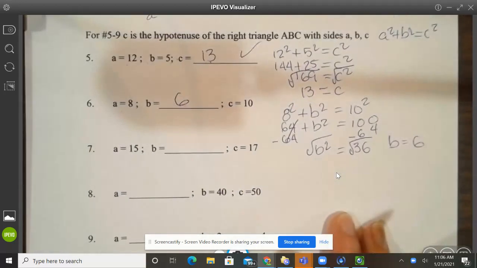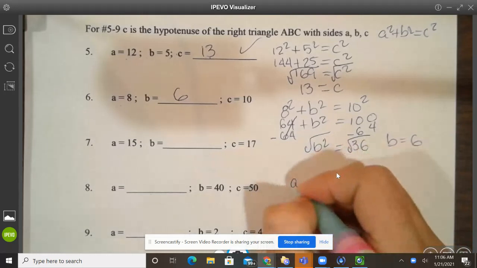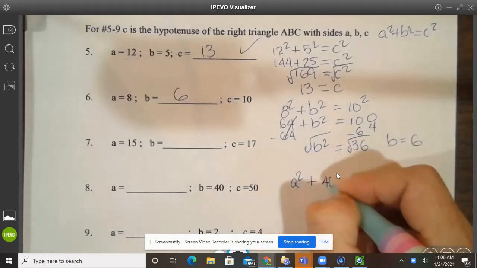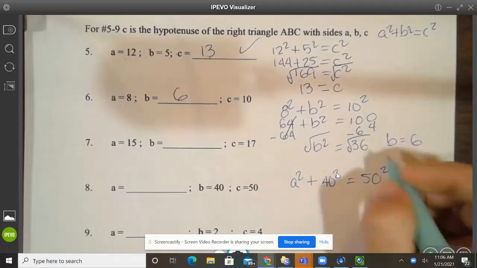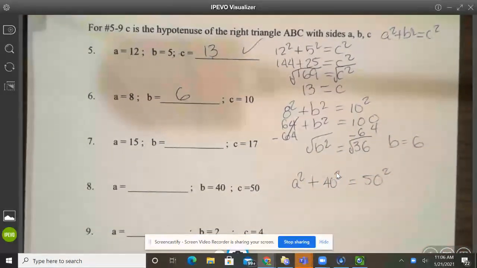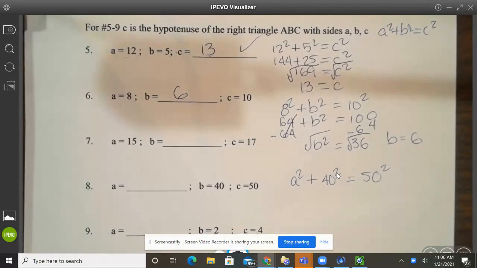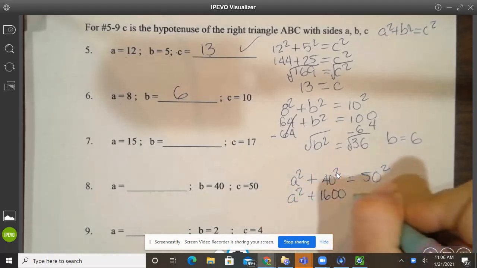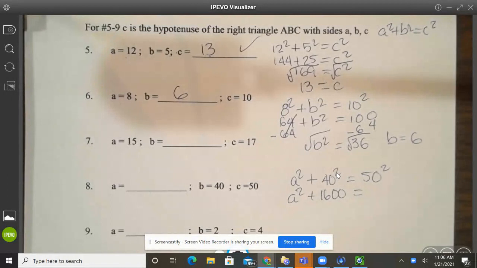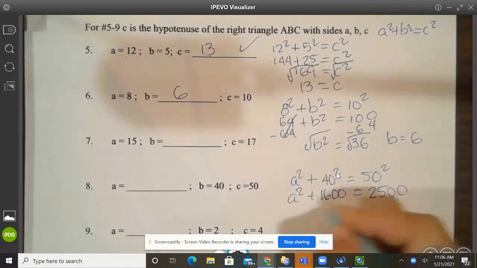All right, so let's do the last one here. So we're looking for A. So that's A squared plus 40 squared equals 50 squared. So 40 squared, so that's 1600. So that's A squared plus 1600 equals 2500. Sometimes you deal with these big numbers.